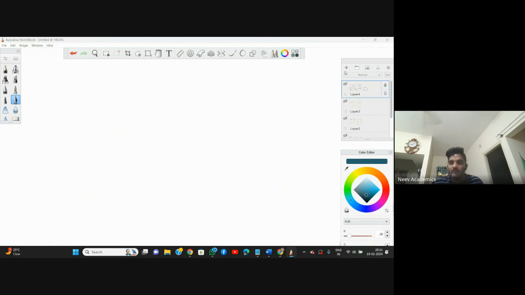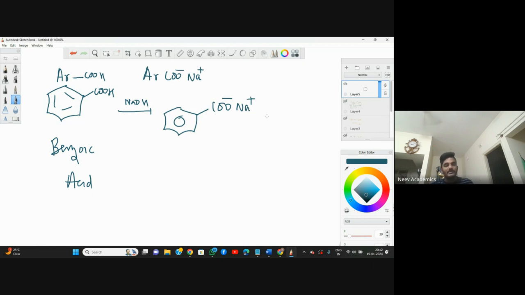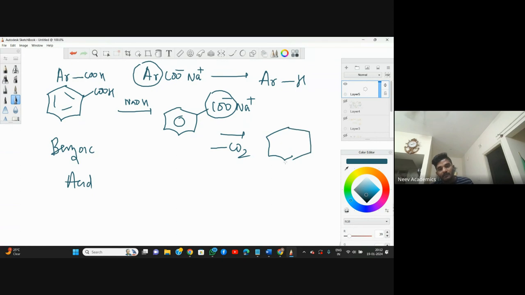Now the same thing we can apply over here for benzene as well. Listen, if I'm starting with benzoic acid, this is benzoic acid, COOH. This is like an aryl part instead of an aliphatic part, ArCOOH. On reacting with NaOH, it will produce ArCOO minus and Na plus. Here I'll draw the structure this way, benzene with COO minus Na plus. Now the removal of CO2 will happen. This will completely go, or you can say ArH. So finally it will go to ArH. This is benzene with the removal of CO2. Finally we are going to get benzene.